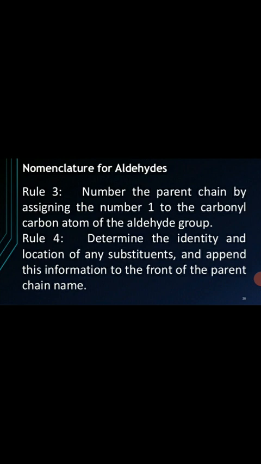Third is to number the parent chain by assigning the number 1 position to the aldehydic carbon atom. Fourth is to determine the identity and location of any substituent and append this information to the front of the parent chain name. That is, if a substituent is present, along with its locant, we will just prefix it before the parent name.